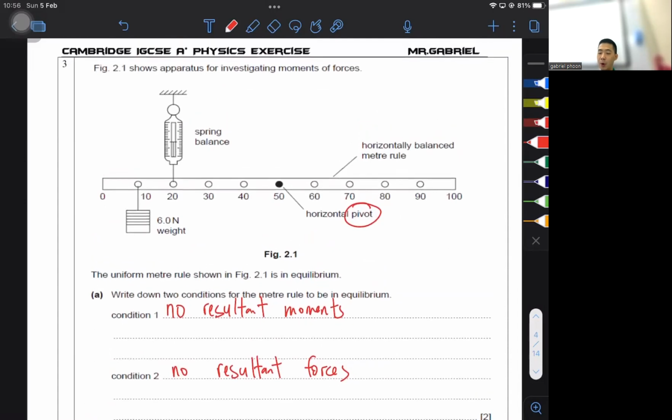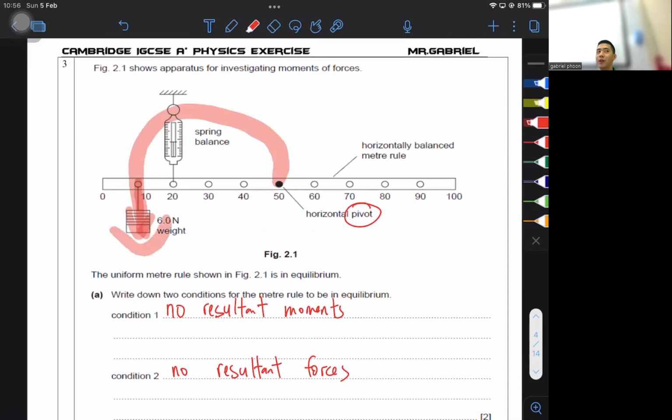So if you think about this whole diagram here, right? This weight is going to generate a downward force, right? Which is obviously going to be in the anti-clockwise movement.